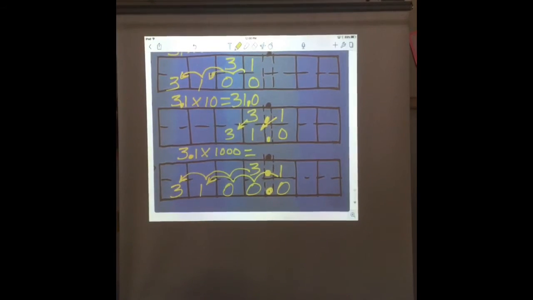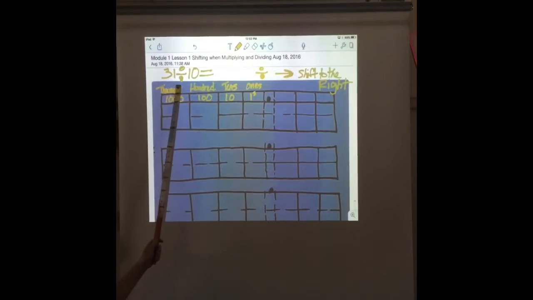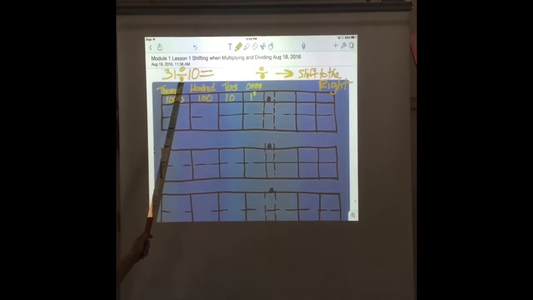That's easy, isn't it? Yes. And that is how you multiply using the shifting method. Okay? I'm going to erase this, and we'll start on division. All right, we're going to shift to division.